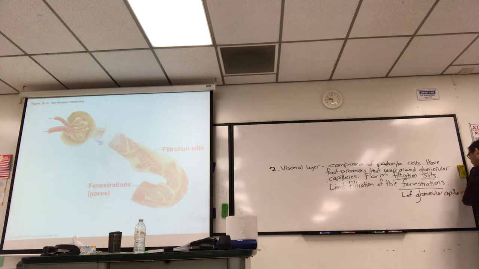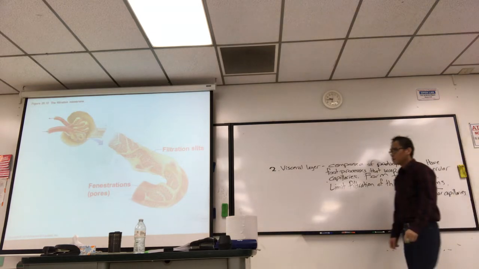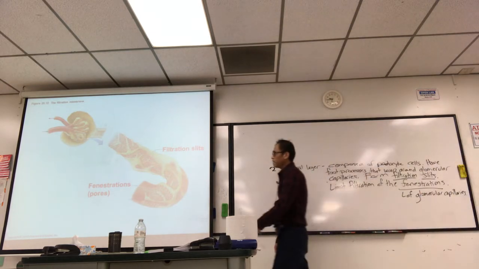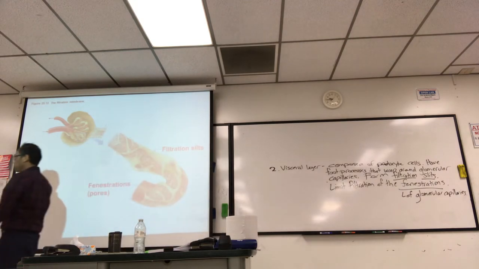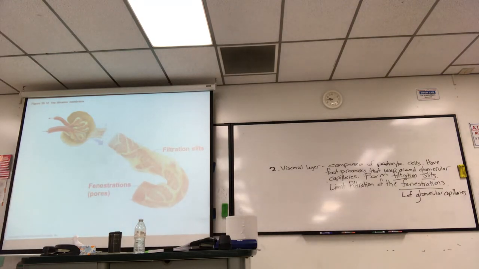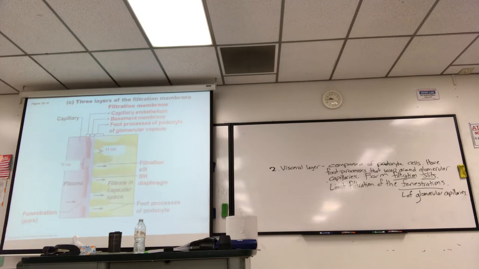All capillaries have fenestrations. These glomerular capillaries are highly fenestrated. And with the slits, you filter the right stuff, just the fluid, just the plasma, and the small molecules. If you did a cross-section through the foot processes and the glomerulus, you'd see they're stuck together by a basement membrane. So the filtration membrane is actually composed of three things.